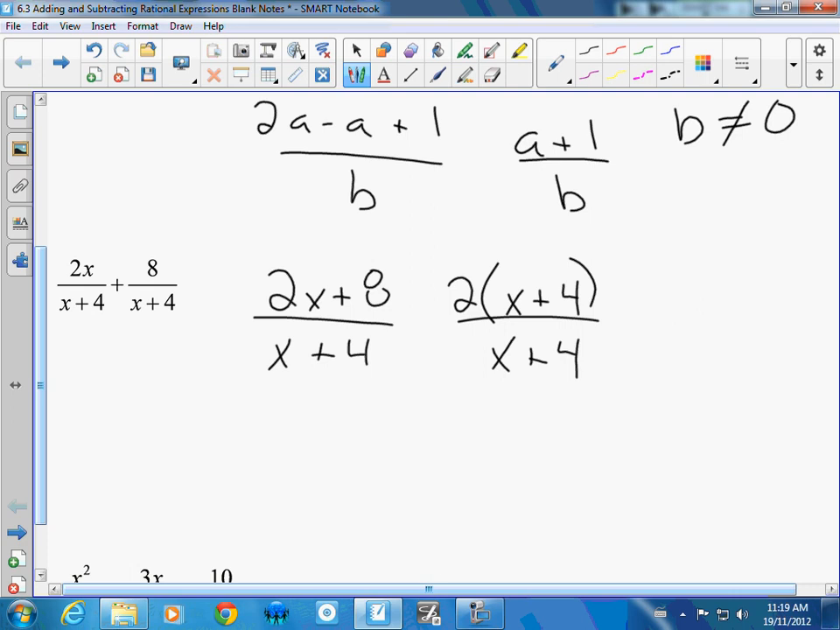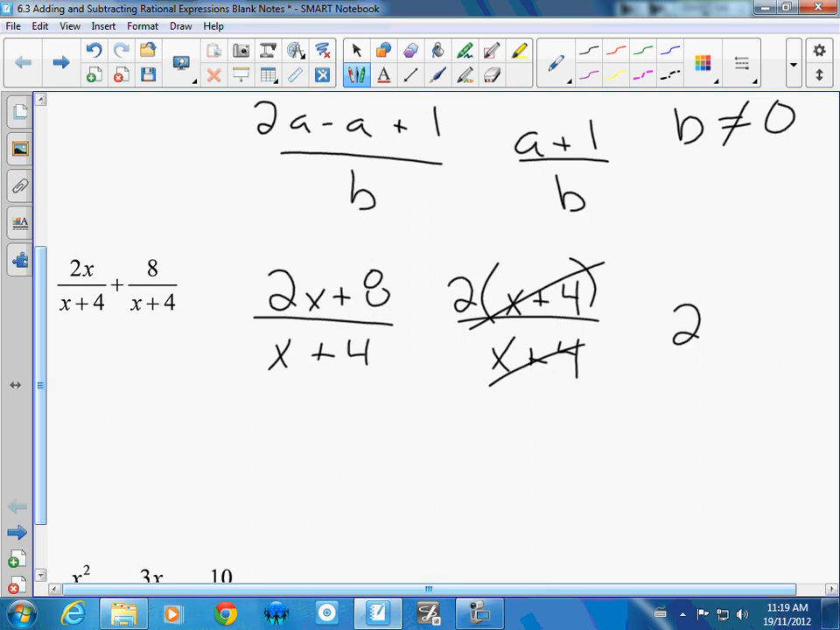Now, why can I cancel those x plus 4s, even though there's a 2 up there? What's the relationship between the 2 and the x plus 4? Multiplication, right? So can we cancel those? Yeah, easy. Like that. What are you left with as an answer? 2. But you're not done.